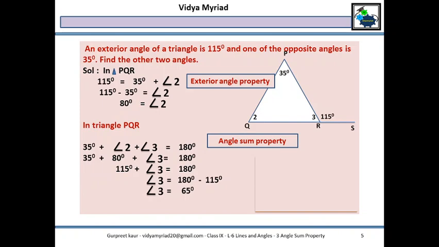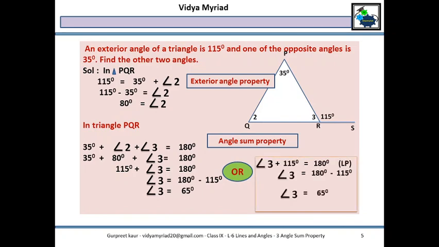Now there is one more way of doing angle 3. What is that? If you look, 3 plus 115 is equal to 180 degrees, as they form a linear pair. With that also I can find out that angle 3 is equal to 65 degrees. And if I want to check whether my answer is correct or not, I should simply add all the internal angles. Their sum should be equal to 180 degrees, which I am getting over here, which means my angles are correct.